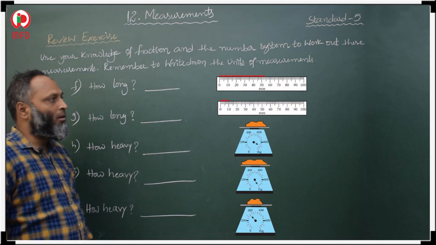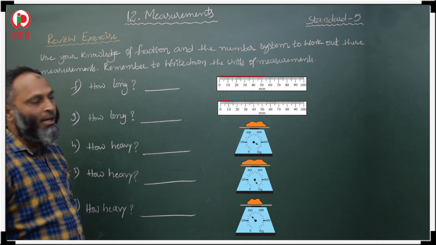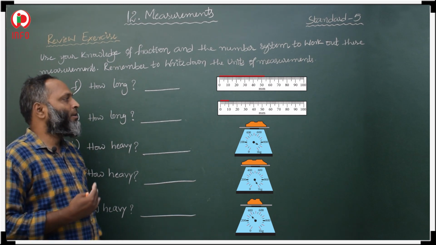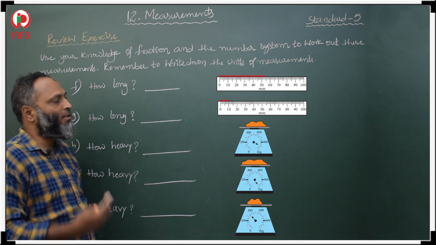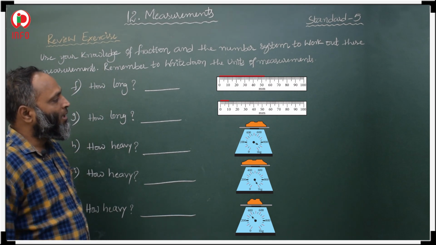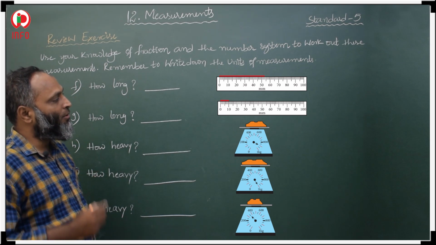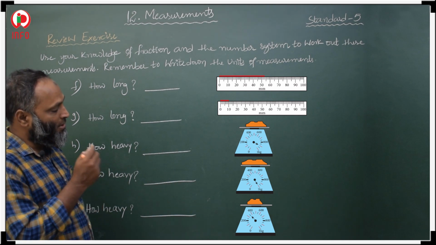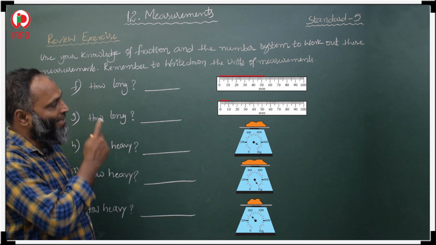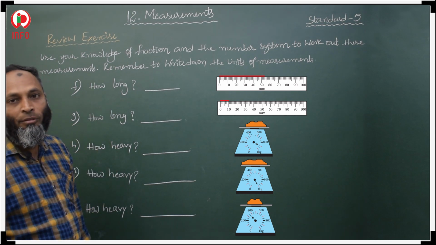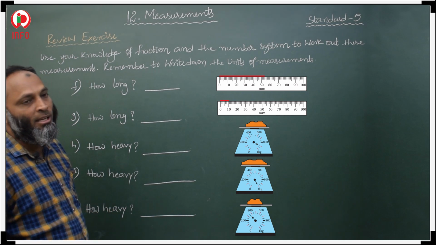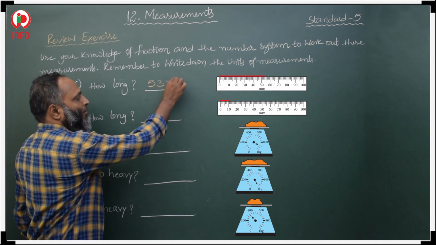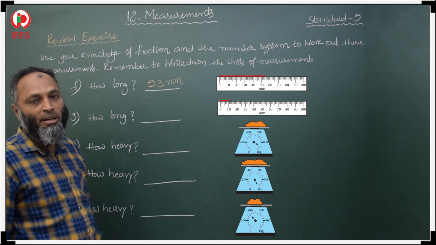Again a scale is given. It is a millimeter scale, so millimeters are marked on the scale: 0, 10, 20, 30, 40, 50, like that. The red line is marked from 0 to after 50, three more lines: 50, 51, 52, 53. Observe carefully, the red line is from 0 to 53, so the length of the line is 53 millimeters.